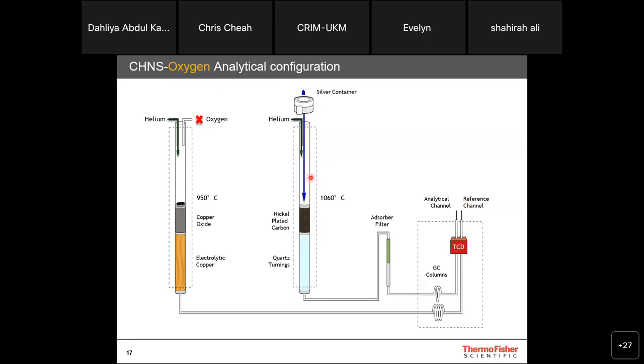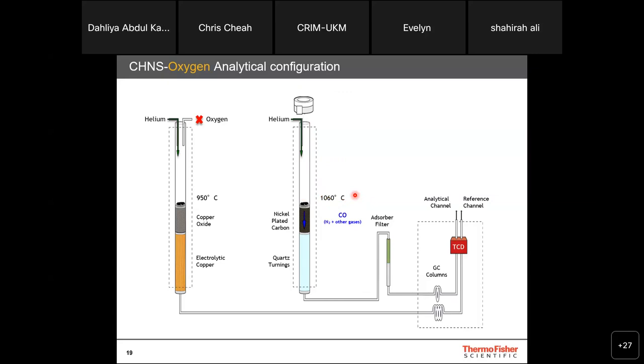So these two, the sample will go in. Temperature remains, because silver is not an exothermic material. So they will just burn at the same temperature that we set in the instrument method.